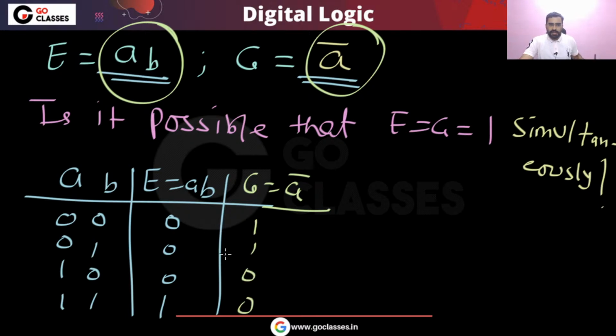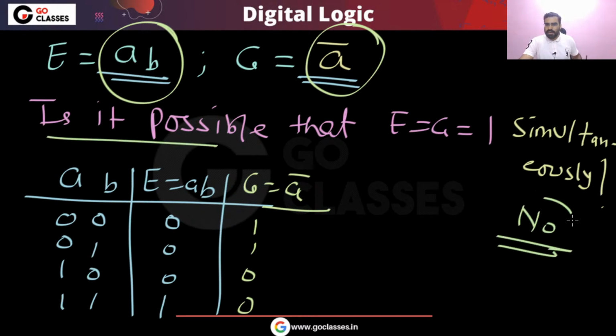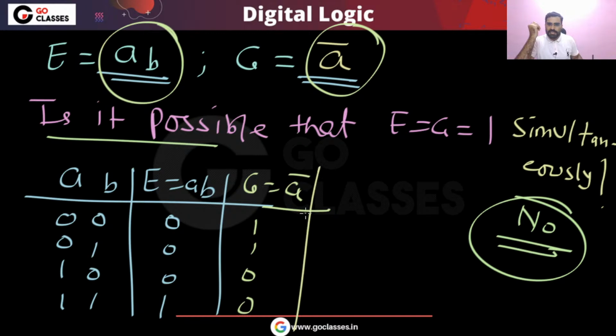Can you notice this E comma B? They are never one simultaneously. They can be simultaneously 0, but you can notice they are never one simultaneously. Is it possible that they are? So the answer is no. Because they are never one simultaneously, now you can very easily see what will happen to E or G, what will happen to E XOR G.